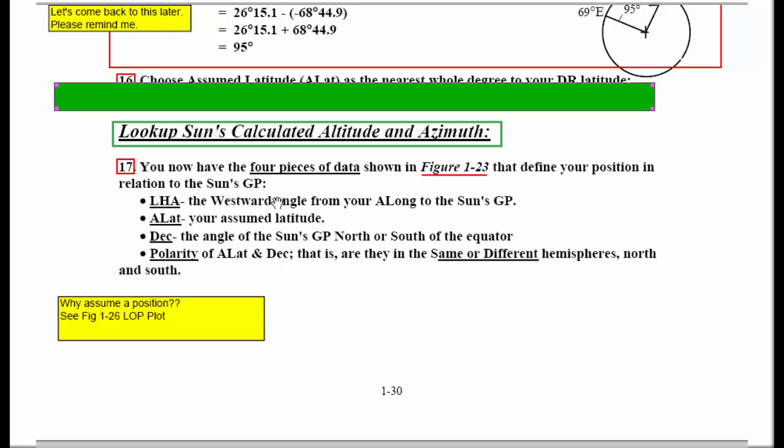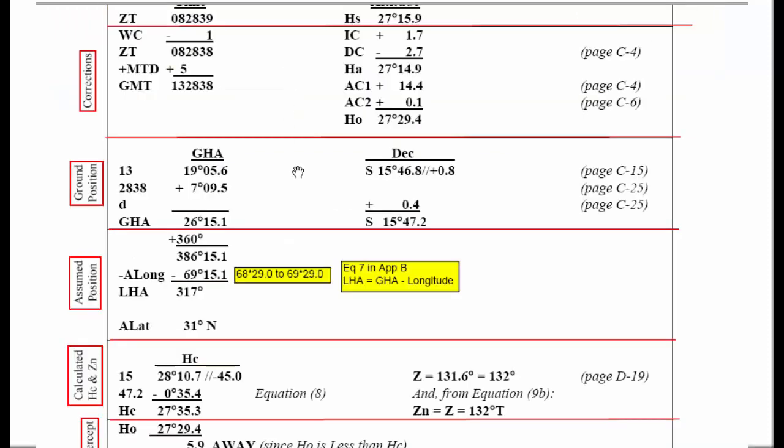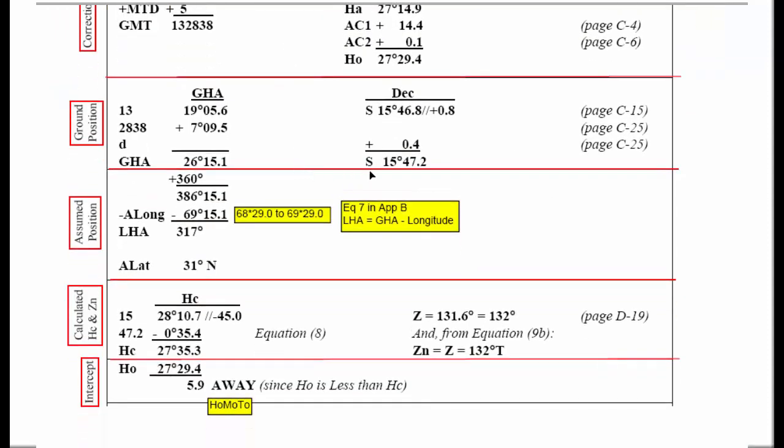So these are the 4 pieces of data that we need to look up the calculated altitude and azimuth. The LHA, the assumed latitude, the declination of the sun's GP north or south of the equator, and the polarity of assumed latitude and declination. That is, are they in the same or different hemispheres, north or south? Looking here, we see that declination is in the southern hemisphere, south, and latitude, our assumed latitude, is in the northern hemisphere, north. So our polarity is different or contrary.